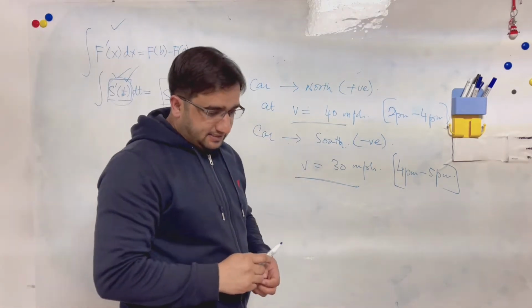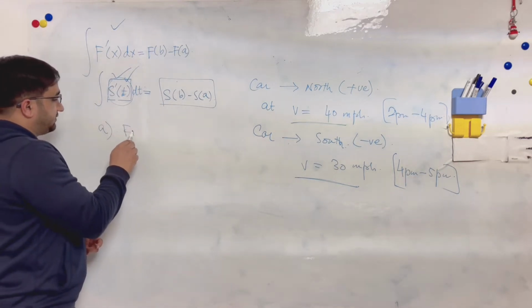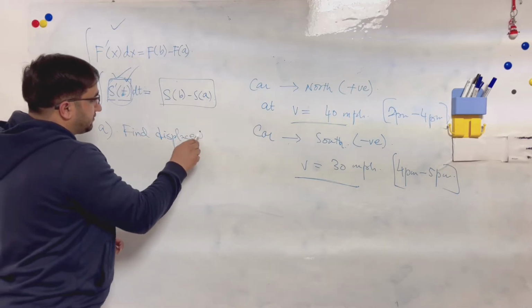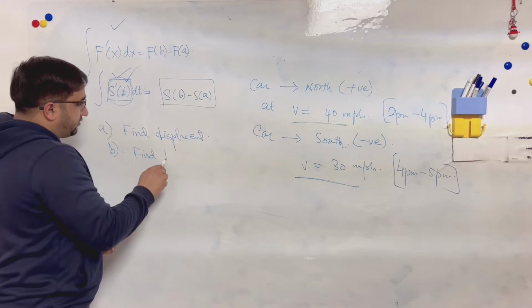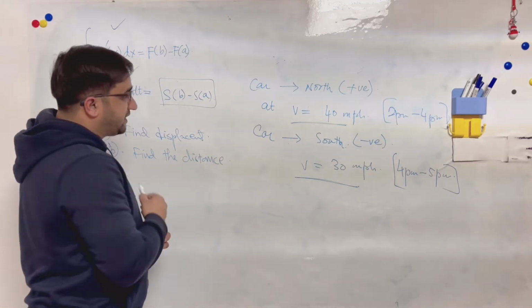The question is, two questions: find the displacement, and find the total distance. Now there is a difference between displacement and distance.